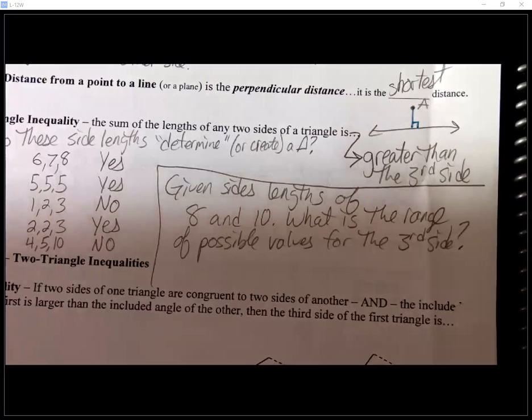From 3 to 17? So what if I had like 2.5? Right? 2.5 plus 8 is bigger than 10. You're right there, Patrick. Greater than 2 but less than 18. That's it. Greater than 2, less than 18.